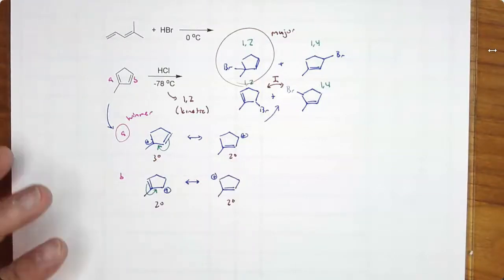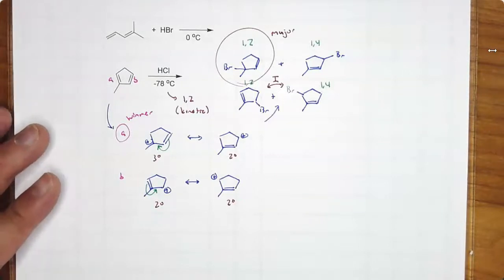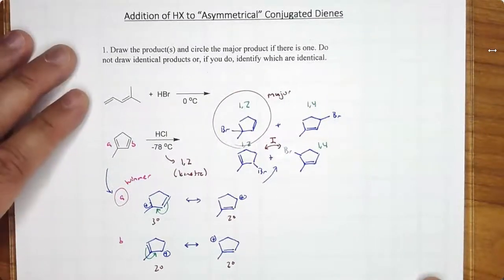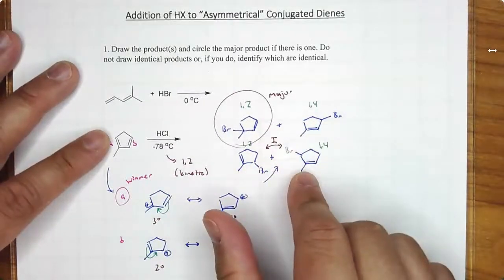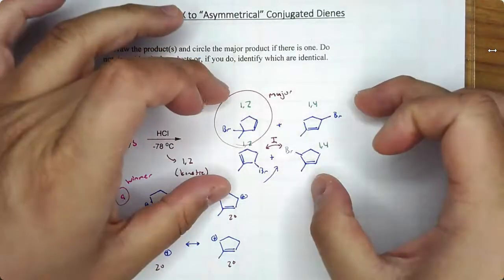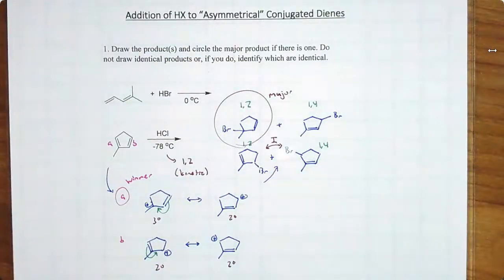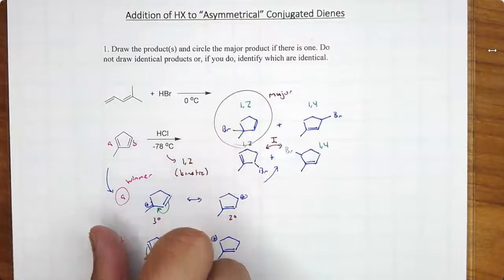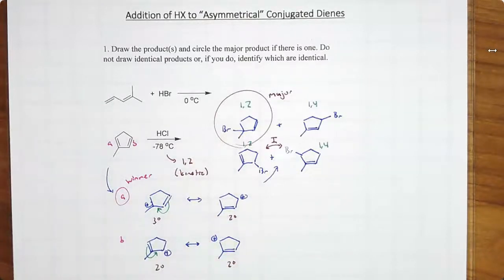I kind of like asking the problem this way because the student has an opportunity to get partial credit if they draw all the products without having to choose a major one, and then they get full credit if they choose the major product. So it gives them an opportunity to get points for drawing everything out, and then to get full credit they would have to identify the most stable carbocation and whether they're aiming for the kinetic product or the thermodynamic product.